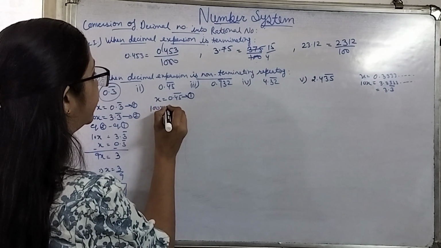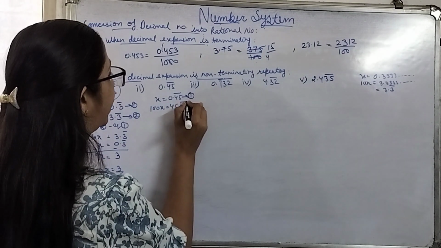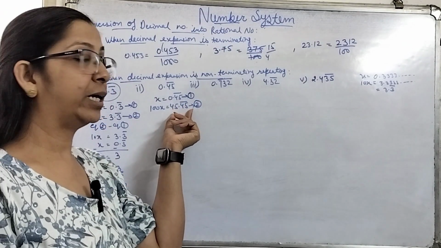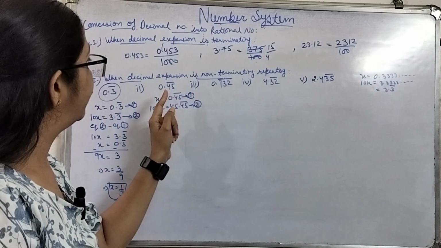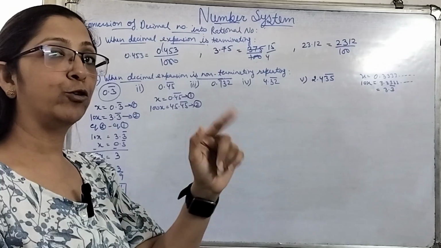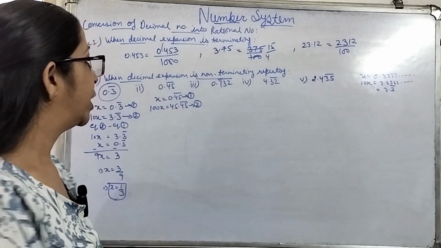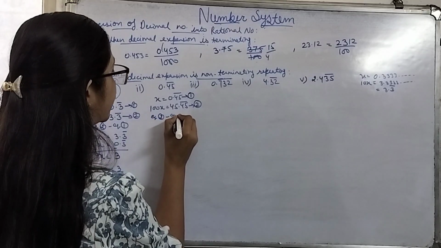It will become 100x is equivalent to 45.45 bar. This is your equation number 2, because we have multiplied it by 100. Similarly, over here we multiplied it by 10. If we multiply 0.454545 by 100, it will become 45.45 bar. Now, if we subtract equation number 2 minus equation number 1.